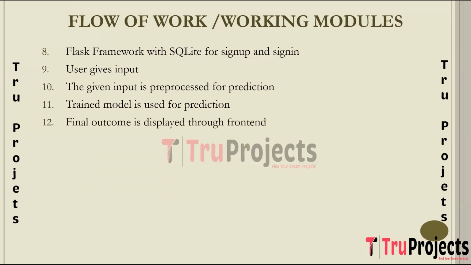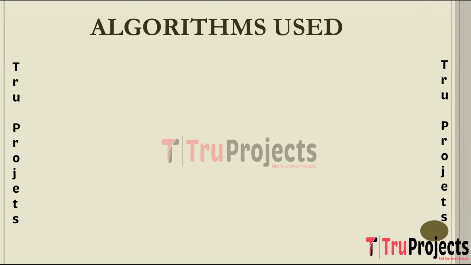Coming to the last step, which is the final outcome displayed through the frontend. The predicted outcome is generated by the model and it is displayed to the user through the front end of the web application, enabling them to access relevant medical information and recommendations. Now we will know what are the algorithms used in the project.